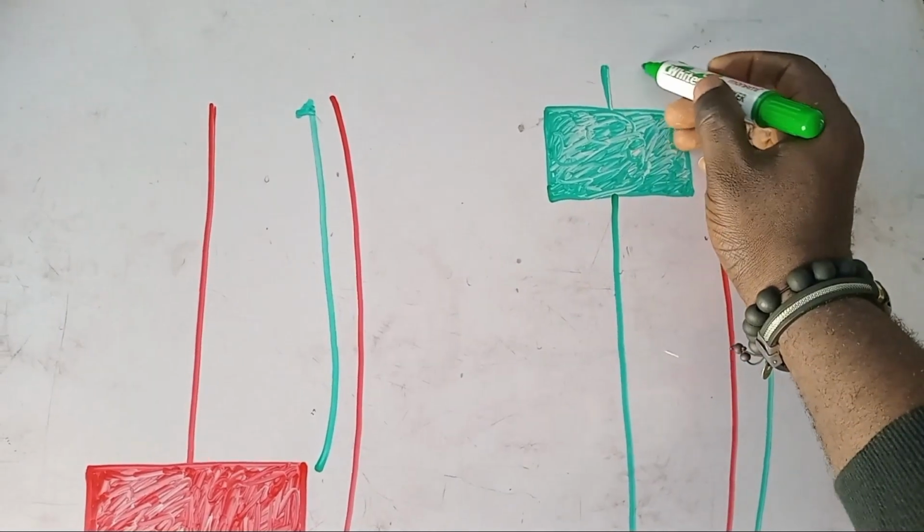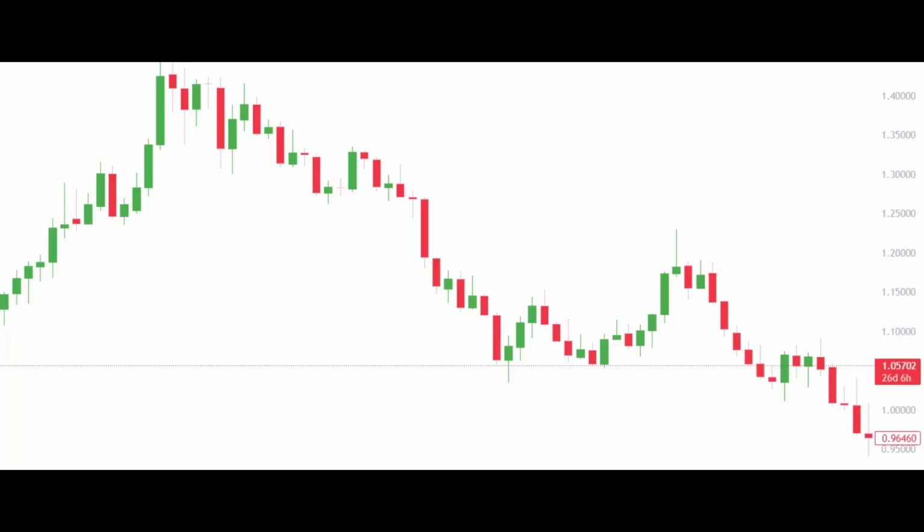Now I want you to take a look at this chart and see if you are able to recognize some of the candlesticks that we just highlighted. You can pause the video and take a look at it. Take your time to observe how they appear in real market scenarios and try to identify their significance based on what we just learned today.